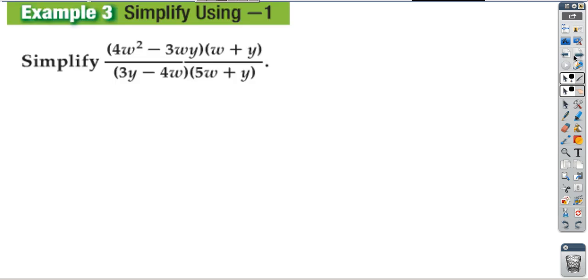Alright, let's continue on. So this one, simplify this one. Now here's the thing, we'll start by simplifying the top. This one right here has a common factor of w, so we'll pull out a w. And what's left behind would be 4w minus 3y.